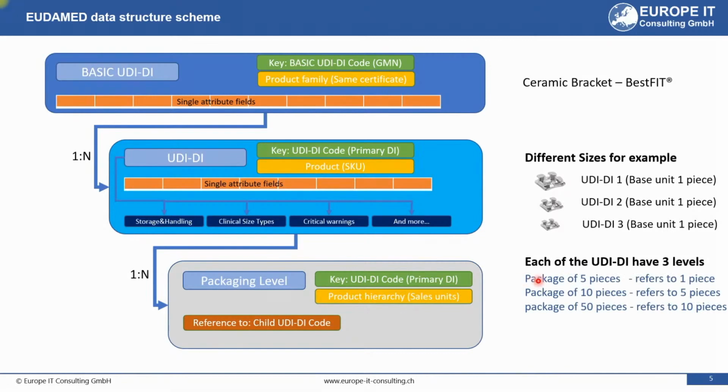In this example, the packaging hierarchy looks like the following. On the first level, we have a 5 package that refers to the single product. On the second level, we have a 10 package, which in return refers to the 5 package and its primary UDI, which is this one. On the third level, we have a 50 package, which again refers to the next smaller package, in this case the package of 10. That would be this one.